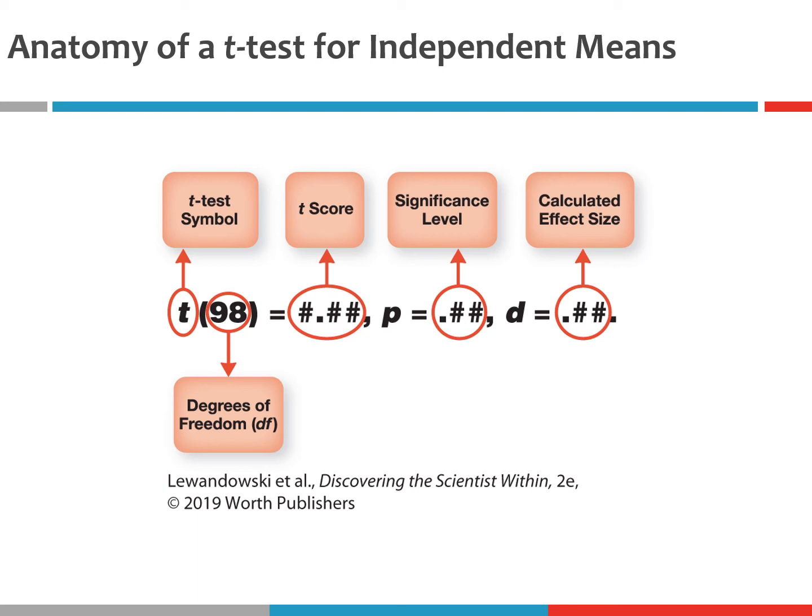You have the t-score, so this is basically whatever the output is, whether you're using a computer or doing it by hand. And then you have your p-value, which is our significance level. And we want that p-value to be less than 0.05, which means there's less than a 5% chance that the results you got are due to luck.